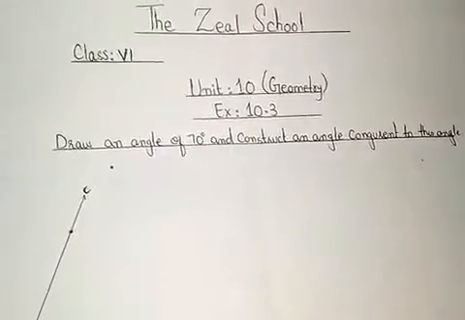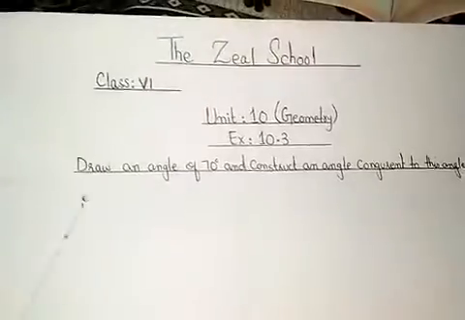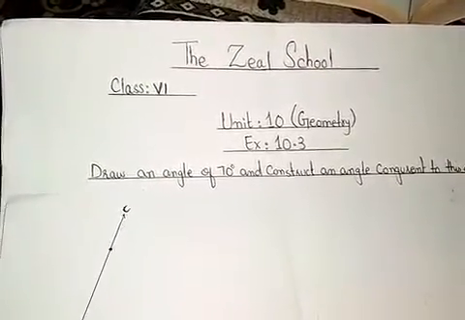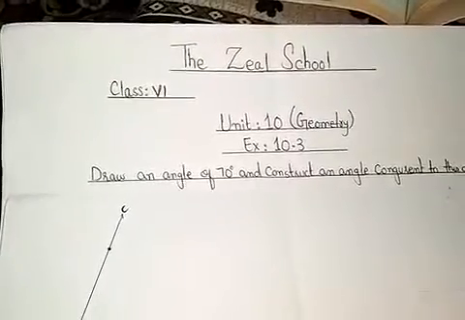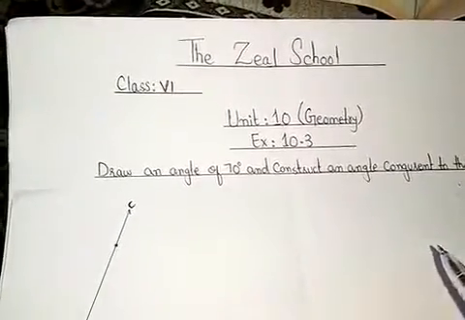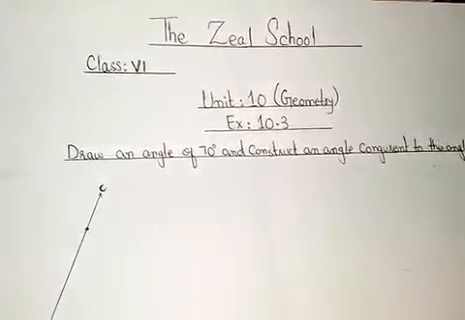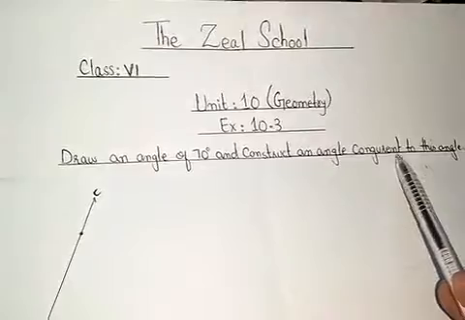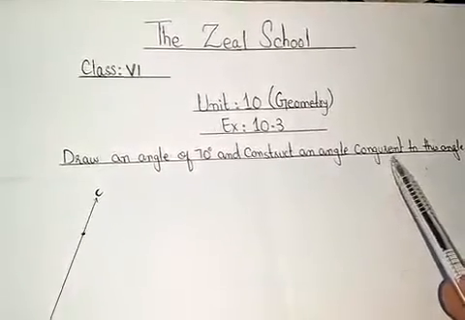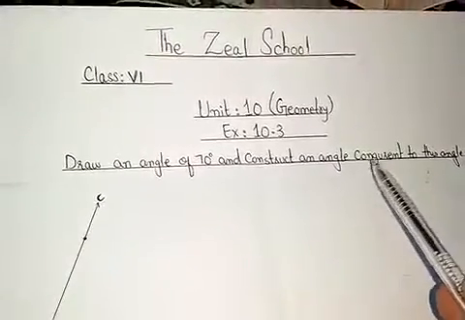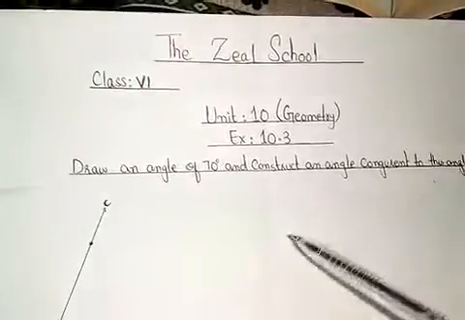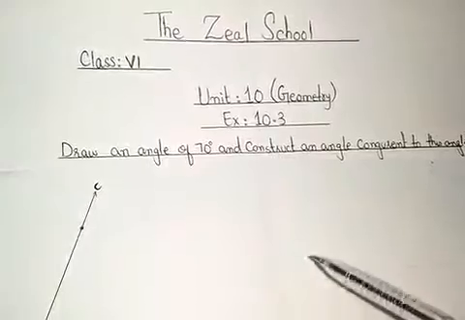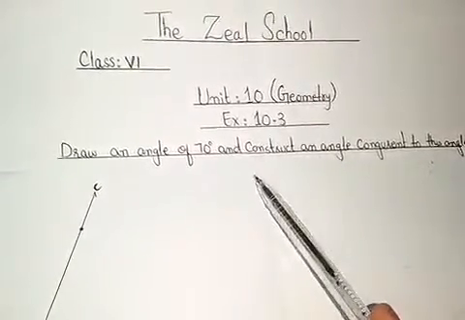Today we are going to learn Unit 10 Exercise 10.3. In this video, you will learn how we can draw a congruent angle. First of all, I will tell you what a congruent angle is. Those angles which are equal in measure are called congruent angles. And now in this video we have to draw a congruent angle of the given angle.